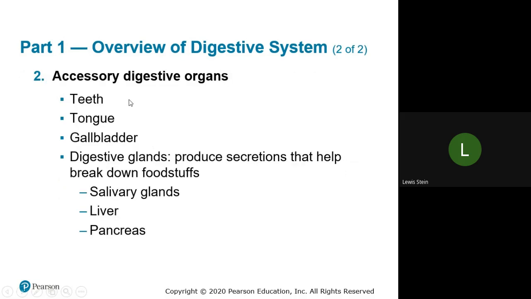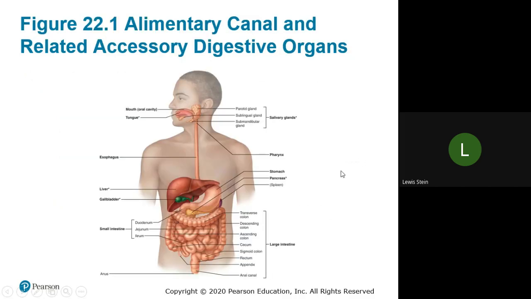Everything else is accessory. We're not going to do the teeth. We're not going to do the tongue. We are going to do the gallbladder. We're going to talk briefly about salivary glands. We'll talk a fair amount about the liver and a little bit about the pancreas. And we'll probably see this illustration again, the label.